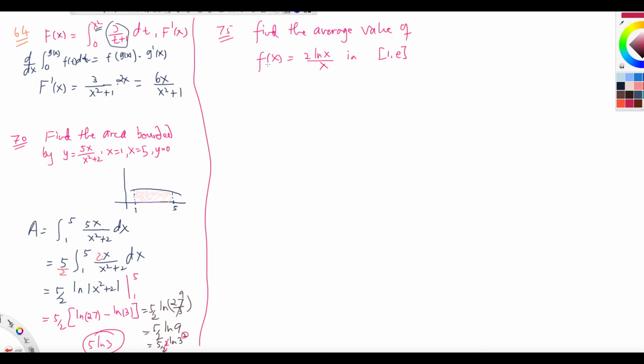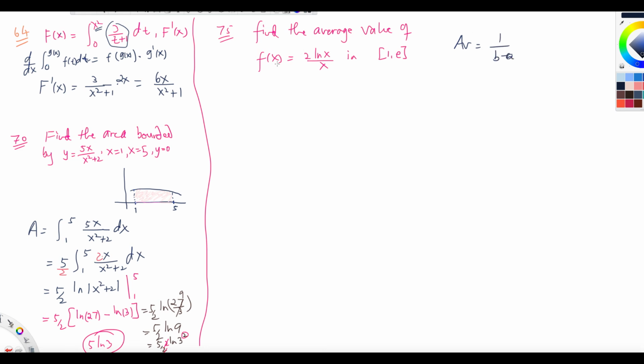Okay. And the very last example from section 5.2 is find the average value of f of x in the interval 1 to e. So how do I find the average value? The formula for the average value is 1 over b minus a in the interval.